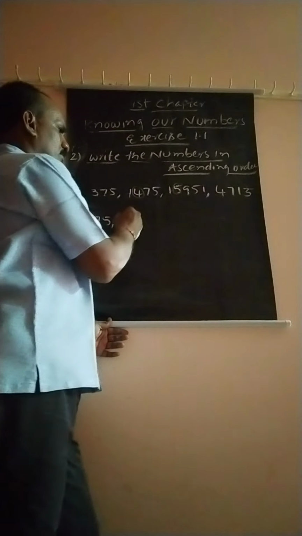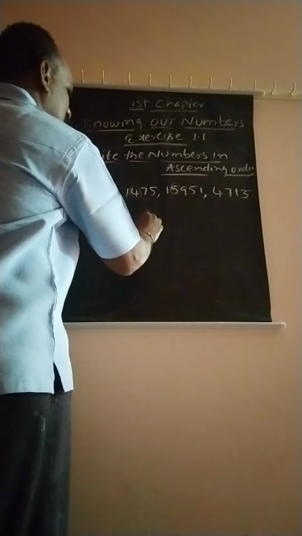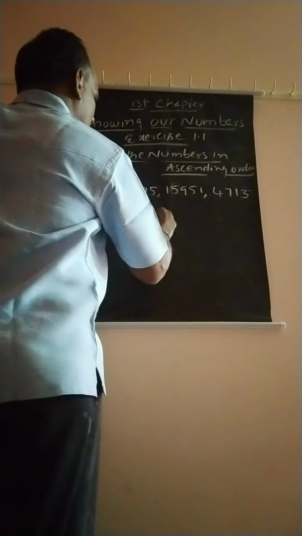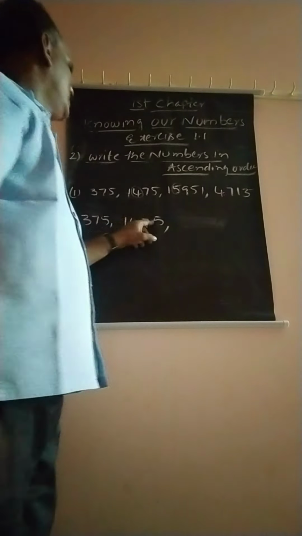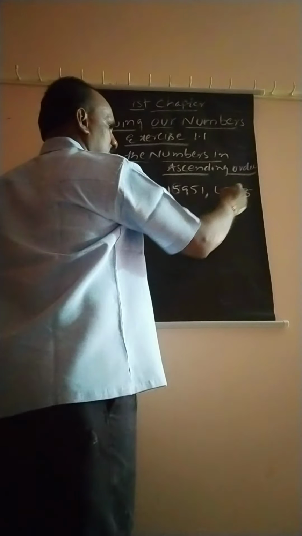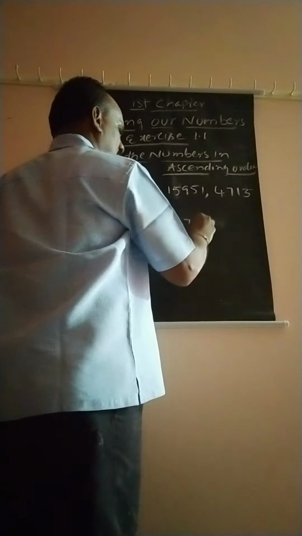Small to big you want to write. 1475. And next one is 15951. Okay, sorry, this is a 5-digit number. 15951 is a 5-digit number, and this is the 4-digit number, 1475. And again, what is the 4-digit number here? 4713.